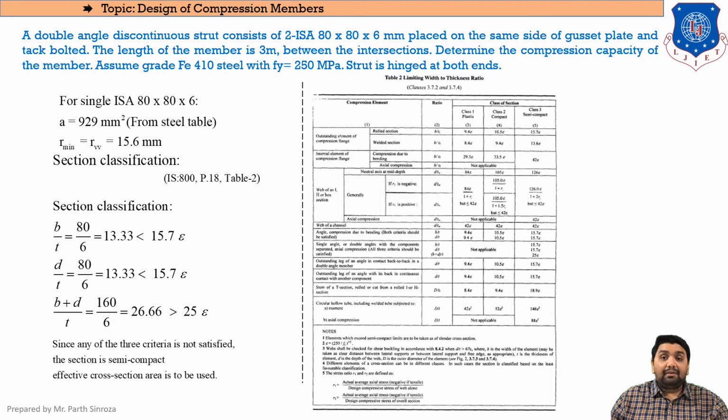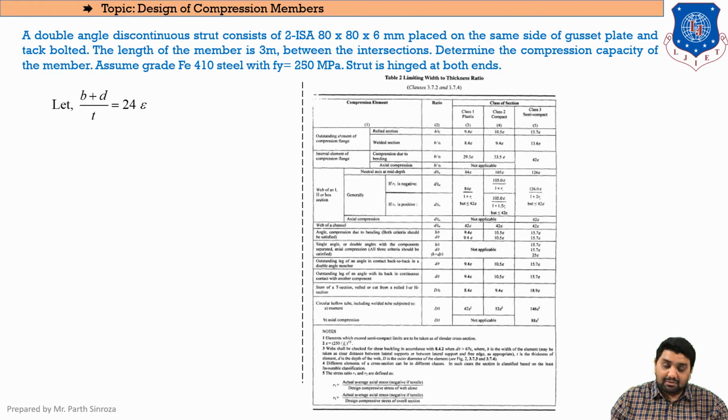But now, as the ratios are not satisfied, we will be assuming that the ratio is satisfied. That means the value here comes out to be 26.66, and now we'll be assuming any number that is less than 25 to get our final answer. That is based on our assumption. So we'll be assuming that B plus D by T comes out to be 24 epsilon. Clear? Again, it is just an assumption to prove that our section is verified and classified or not.